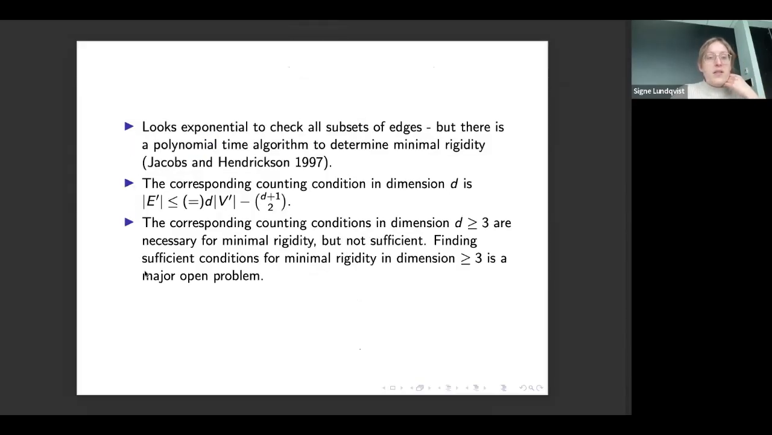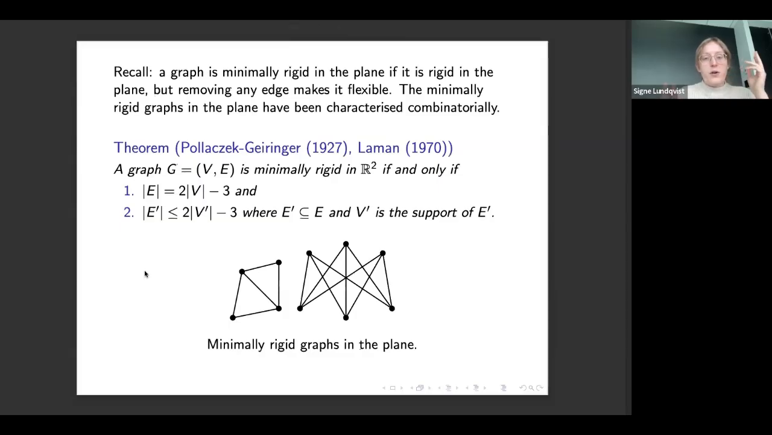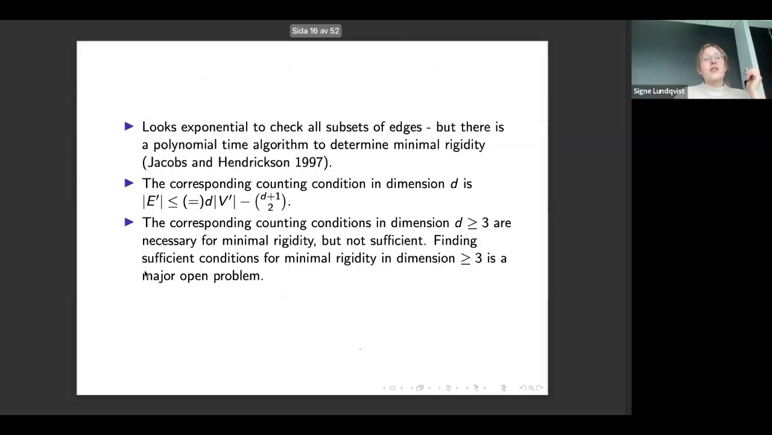Okay, and since this is a counting condition for all subsets of edges, it looks as though it might be exponential to check, but it actually isn't. There's a nice polynomial time algorithm to determine minimal rigidity of graphs in the plane.